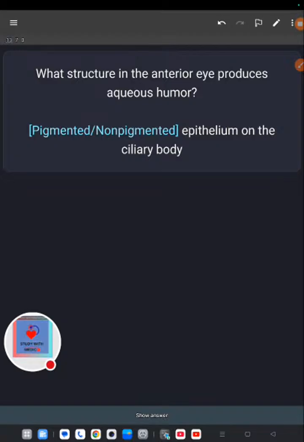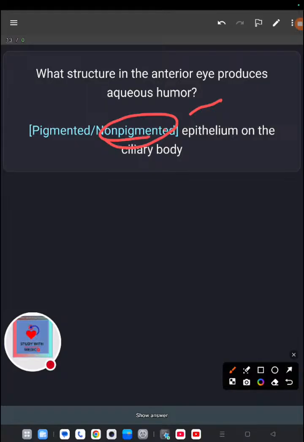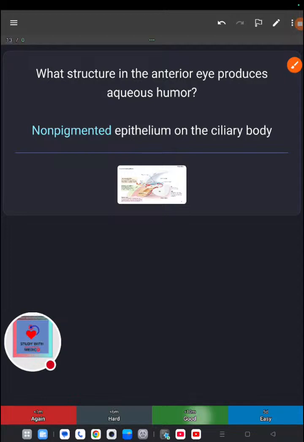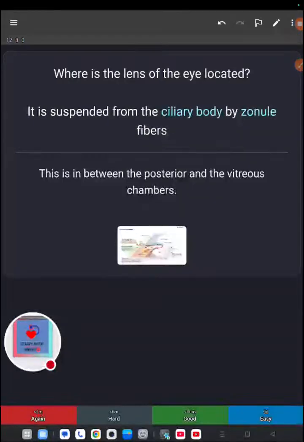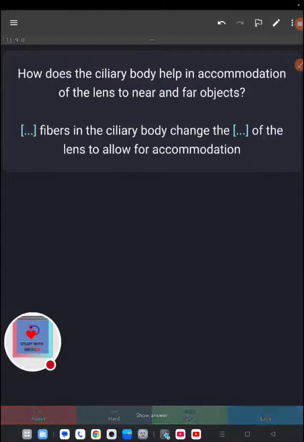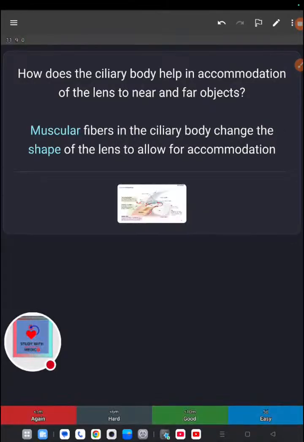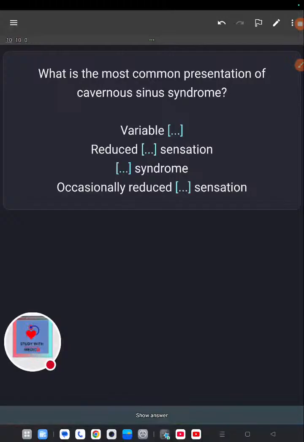What structure in the anterior eye produces aqueous humor? That is the non-pigmented epithelium of the ciliary body. Where is the lens of the eye located? Suspended by the zonules, ciliary body by zonular fibers, between the posterior and vitreous chambers. How does the ciliary body help in accommodation of the lens to near and far objects? The zonular fibers and ciliary body change the shape of the lens to allow for accommodation.